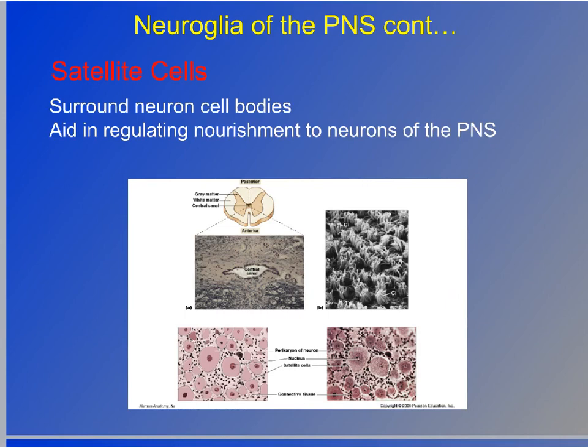And then lastly, there are satellite cells. This is the second type of glial cell in the peripheral nervous system. And what satellite cells do is they surround neuron cell bodies, and they're going to aid in regulating nutrients to neurons of the peripheral nervous system. So if we go down to the picture at the bottom here, here is a neuron right here. And all of those little dots that you see surrounding that neuron, all of those would be satellite cells.